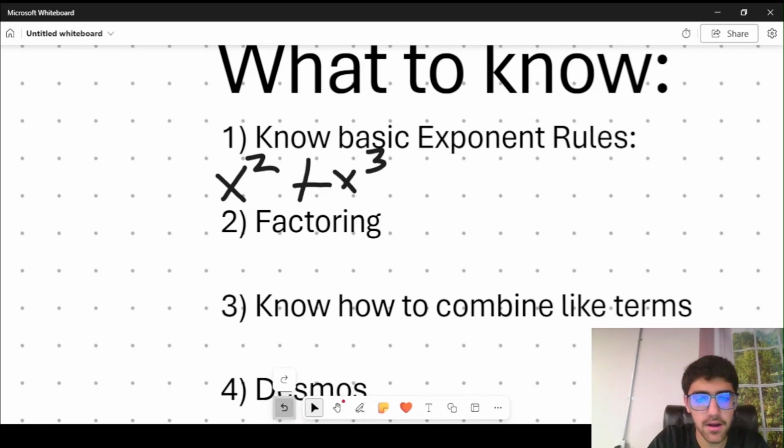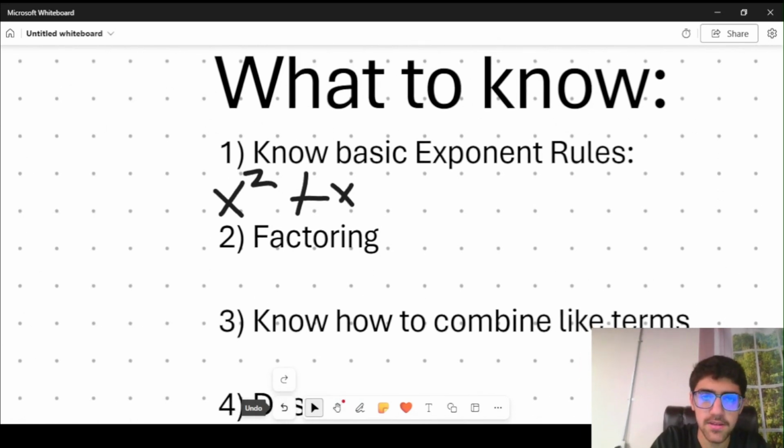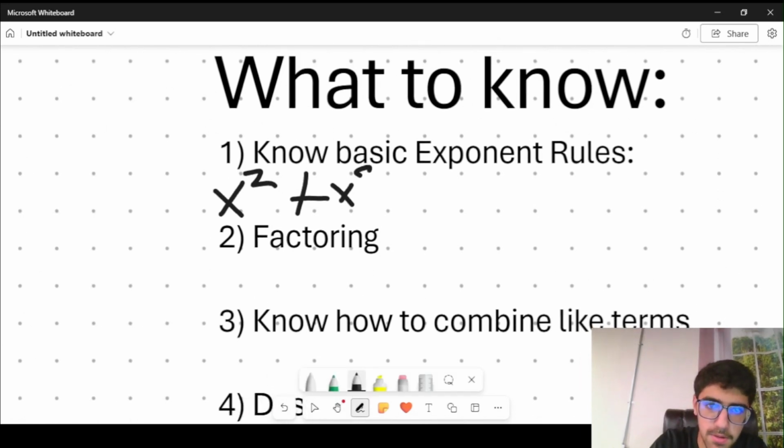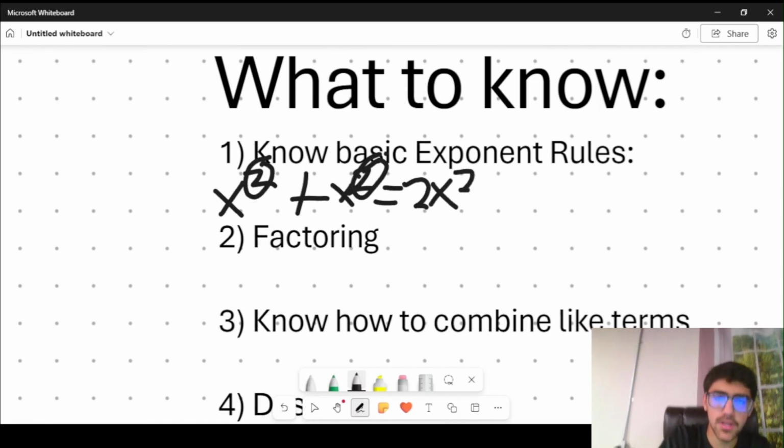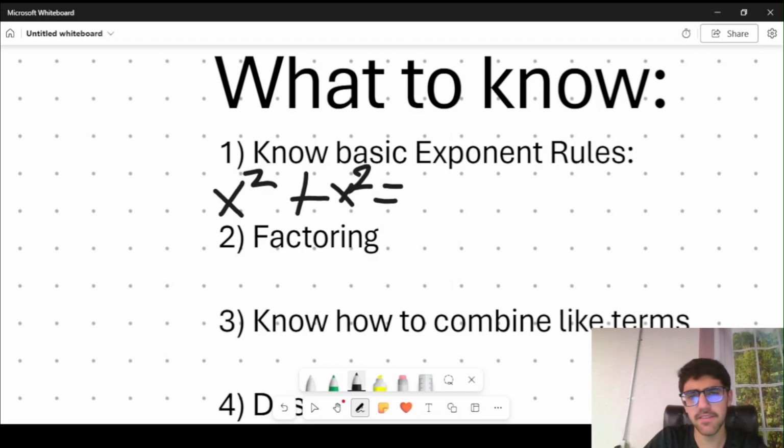But let's say you have x squared plus x squared. At that point, you can make it equal to 2x squared. If you have the same exponent, you can just add them like this. x squared plus x squared becomes 2x squared. And that is basically it for addition and subtraction.